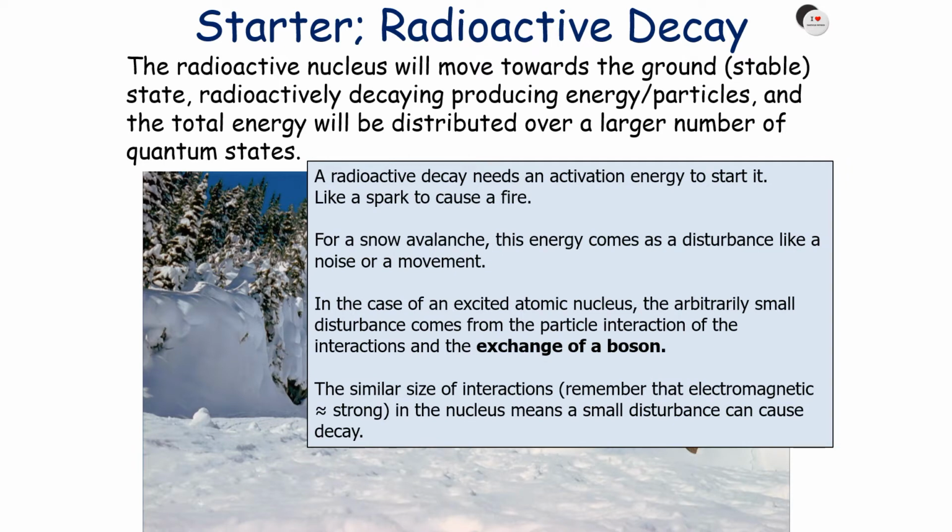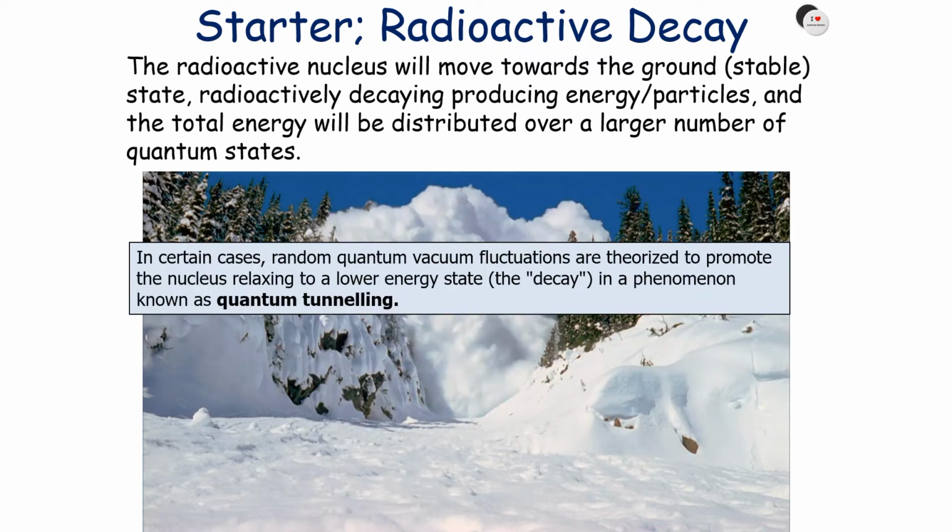Now a radioactive decay needs an activation energy to start it, like a spark causes a fire. For a snow avalanche, this energy comes as a disturbance, like a noise or a movement. But in the case of an excited atomic nucleus, the arbitrarily small disturbance comes from the particle interactions between the nucleons and the exchange of a boson. The electromagnetic interaction being approximately equal to the strong interaction in the nucleus means that a small disturbance can cause this decay. In certain cases, random quantum fluctuations are theorized to promote the nucleus relaxing to a lower energy state, or decay, in a phenomenon known as quantum tunneling.